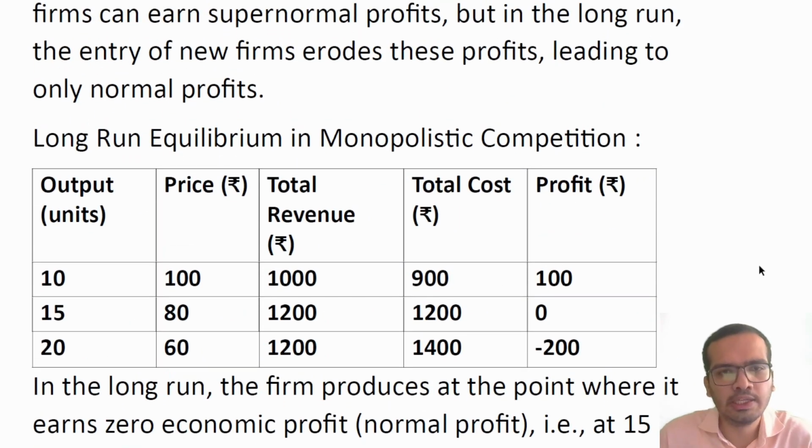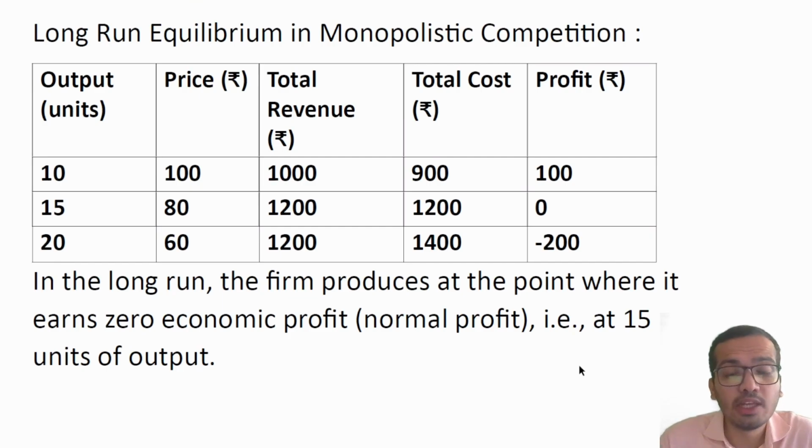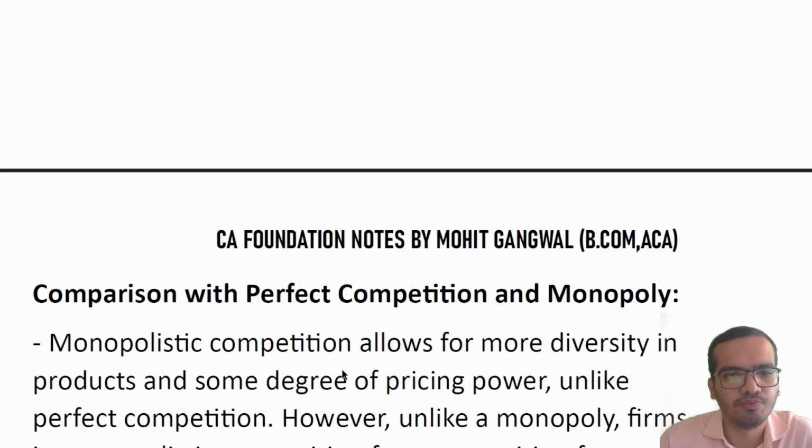Now comes long run equilibrium in monopolistic competition. We have a table which consists of output, price, total revenue, total cost and profit. We have three cases of output 10, 15, 20, having total revenue of 1000, 1200 and 1200, while the profit is 100 rupees, 0 and minus 200, that is a loss. So in the long run the firm produces at a point where it earns zero economic profit, that is normal profit, which in our case is at 15 units of output.